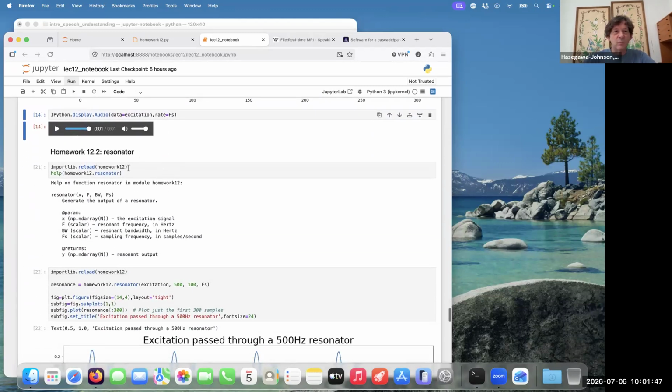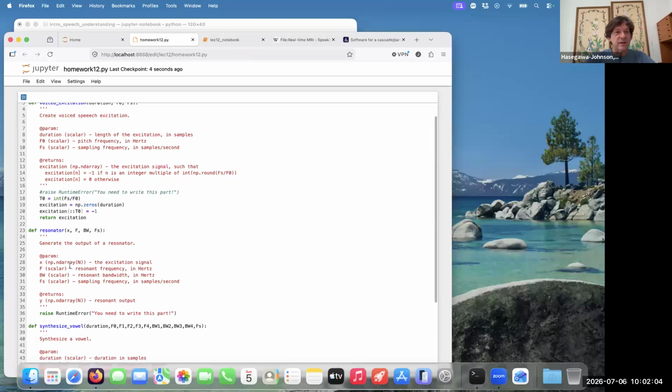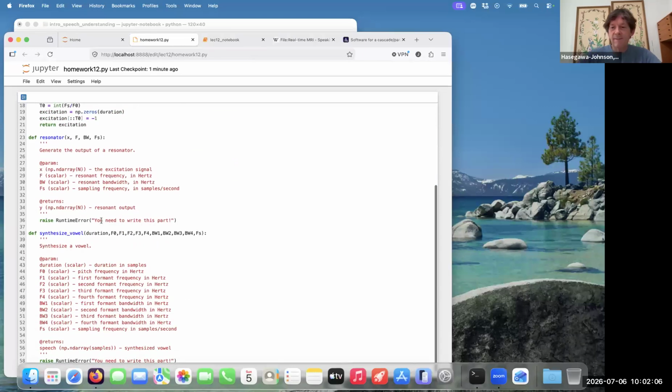All right, the second problem will be to recreate that resonator. We want to take in the formant frequency, the bandwidth, and the sampling rate, and we want to return, we've got an X, which is the excitation, and from that excitation, we want to create that resonant output. So let's go ahead and see if we can create that.